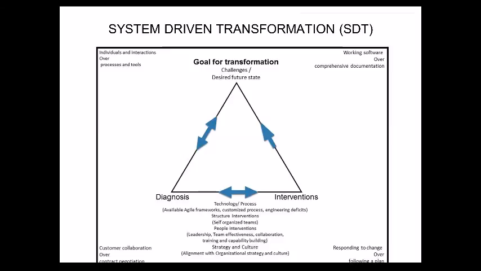But in SDT, what we are saying is we have many levels of diagnosis. If you look at the diagram, there are many levels of diagnosis. One is at the technology and the process level. Next one is at the structural level. Then we have the people level. Then we have leadership, strategy and cultural level. Now, why is it important to look at all levels?